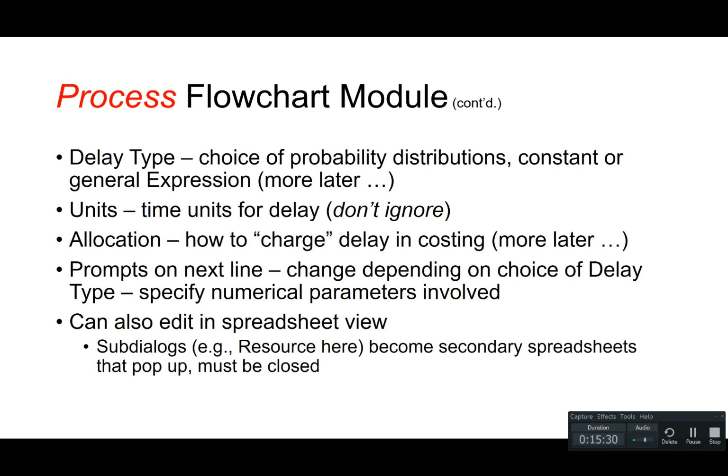Delay type, the choice on probability distributions, constant or general expression, the units, time for delay, allocation, how to charge delay in costing. Prompts on the next line change depending on the delay type, so specify the numerical parameters involved. You can also edit these in Spreadsheet View. All these would be dictated by your particular system that you are having to evaluate, and some might be more applicable than others. For example, costing is always critical, but if time may be your more critical element, costing may not be as significant a factor within your system.